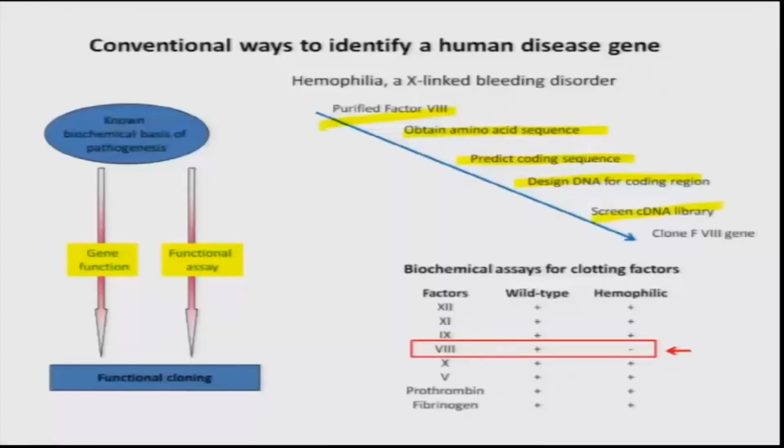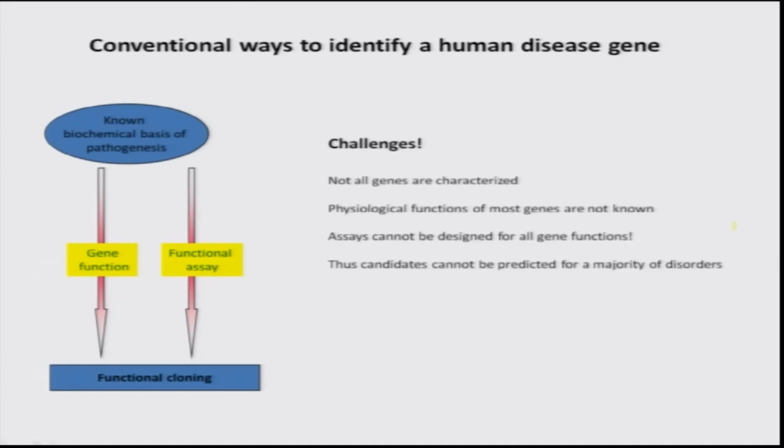And then they went and screened what is called a cDNA library. Remember we discussed that we convert the messenger RNA into single stranded DNA and then to double stranded DNA. We clone them in vectors and they are stored, and you can use any kind of probe, for example the DNA coding region for factor 8, as a probe and identify the cDNA that codes for this factor. That is how they cloned the gene, and then they went on to see what the defect is in that particular individual. So that is how they have done it.